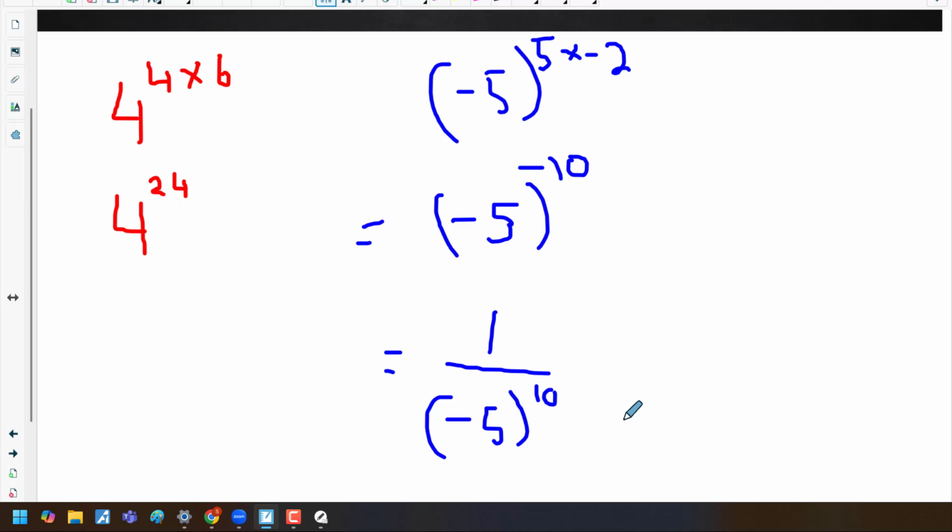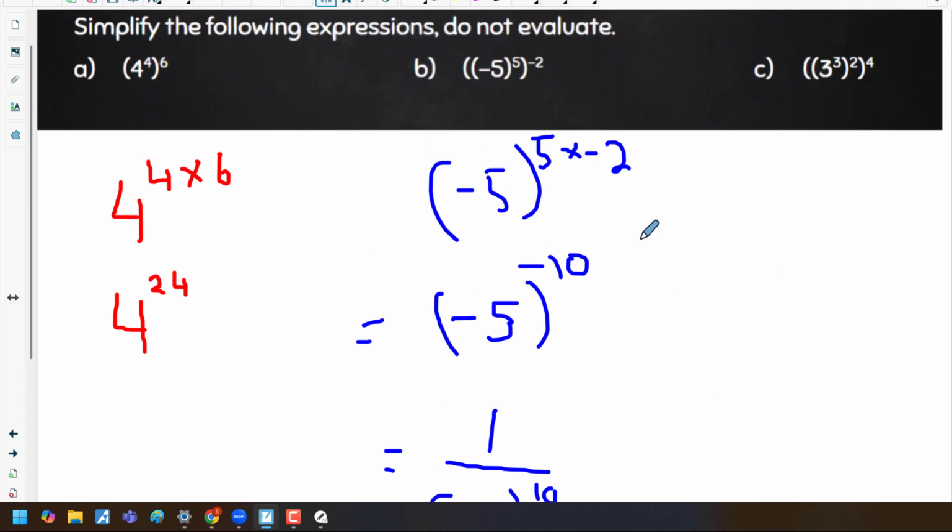So here's an example of combining a bunch of these rules together. And that's essentially where we're headed. We're going to eventually get to the point where you're going to have to combine all of these rules in one question.